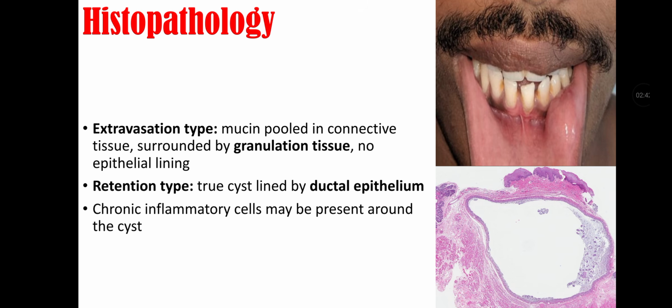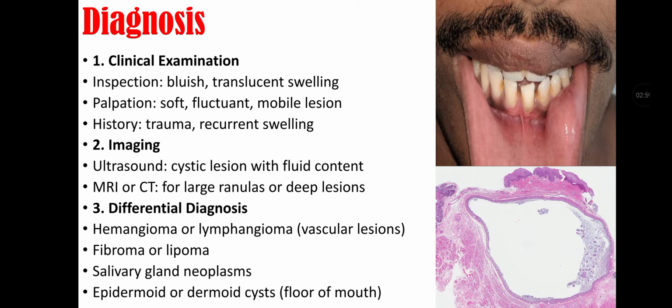Extravasation type: in this case, there is mucin pooled in connective tissue surrounded by granulation tissue, and there is no epithelial lining. In case of true retention type, there is a true cyst that is lined by ductal epithelium. In both cases, chronic inflammatory cells may be present around the cyst.